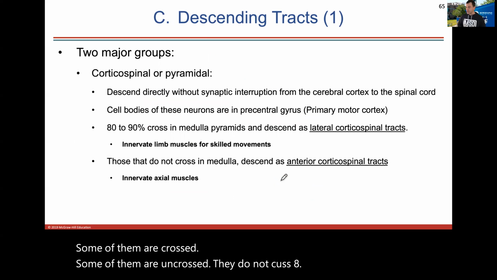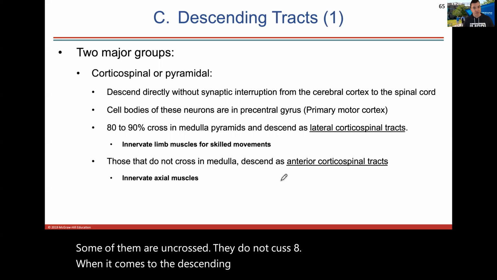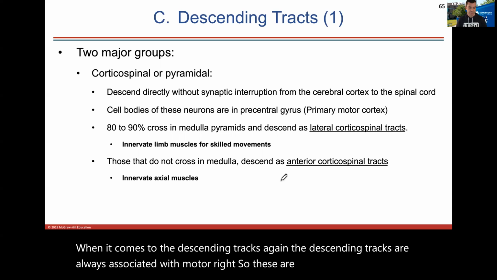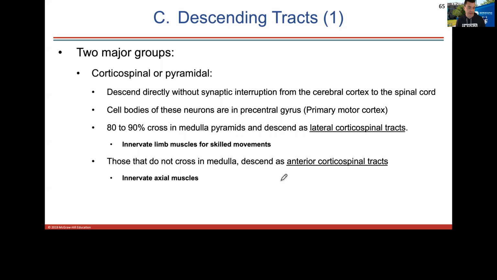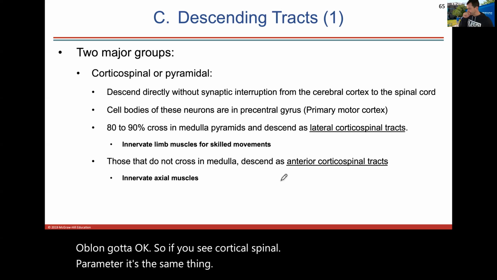When it comes to the descending tracts, again, the descending tracts are always associated with motor, right? So these are carrying the motor commands. As you can see here, these are going to innervate skeletal muscles, right? This is not the smooth stuff or the cardiac muscle stuff. These are skeletal muscles. Corticospinal are sometimes referred to as pyramidal just because they run through the pyramids of the medulla oblongata, okay? So if you see corticospinal, pyramidal, it's the same thing.